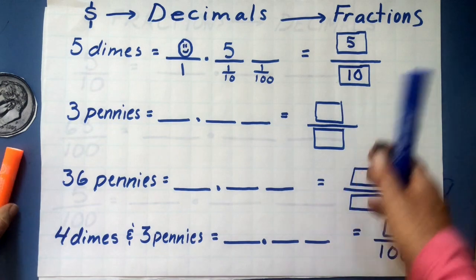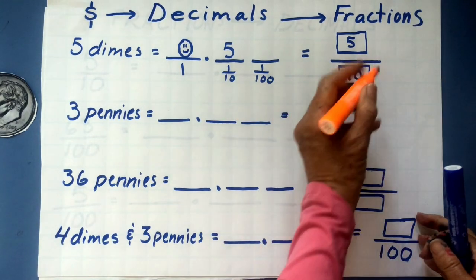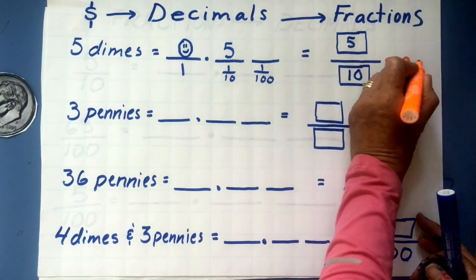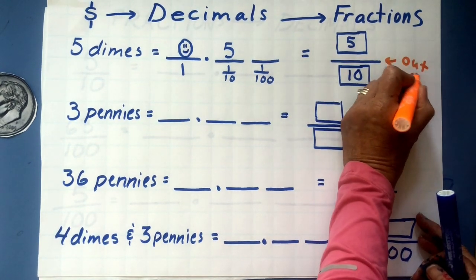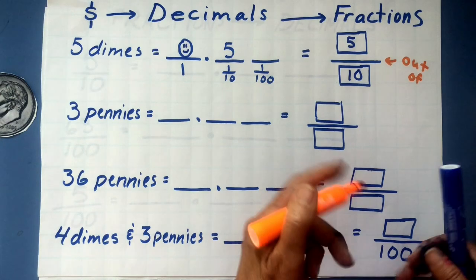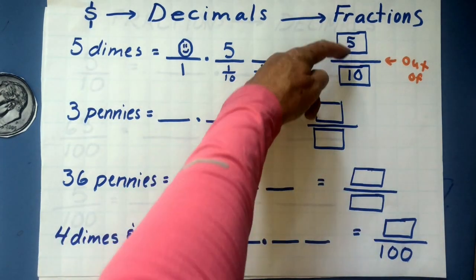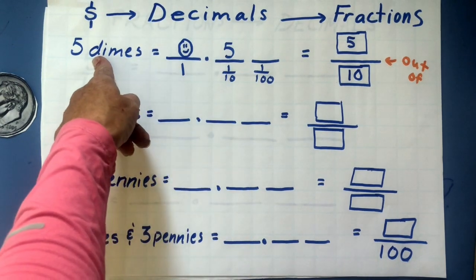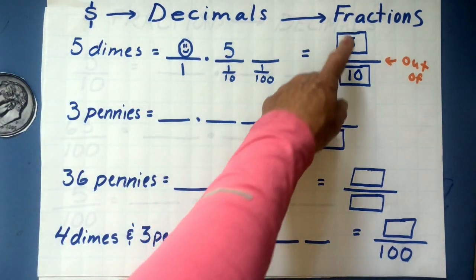Okay. The way you read this is 5 tenths, or you could read it as this line right here is a symbol, and it means out of. It means out of or divide. Okay. So it's 5 out of 10 or 5 tenths. So you have 5 out of the 10 dimes you need to make $1, or you have 5 tenths.